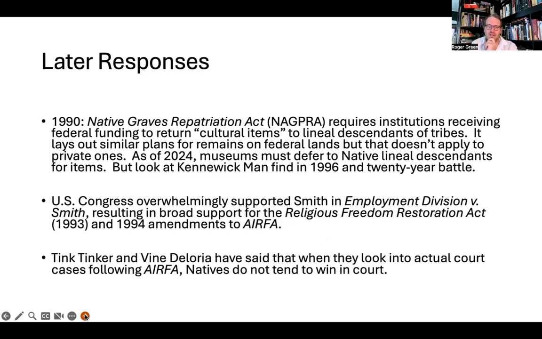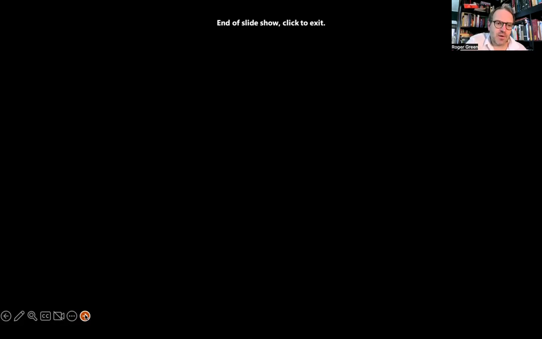Then again, like I said, the U.S. government Congress overwhelmingly supported Smith and Employment Division versus Smith, resulting in broad support for what shows up in 1993-94 as the Religious Freedom Restoration Act, and then 1994 amendments to the American Indian Religious Freedom Act. But like I said, Tink Tinker and Vine Deloria have said that when they look into actual court cases following RFRA, natives don't tend to win in court. That's the last of my slides here, but as I said, I'm going to enter into a couple of final remarks to get us into the 21st century.